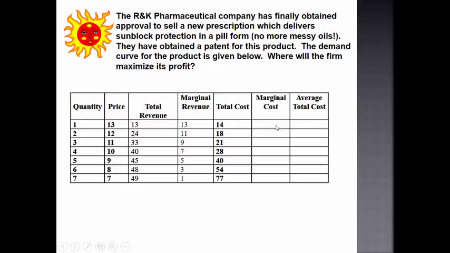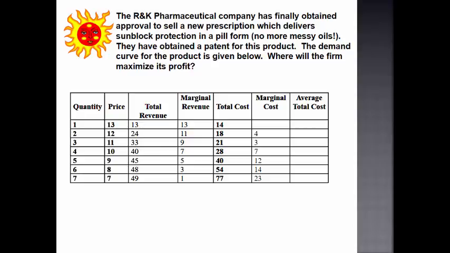Just like with perfect competition, we also have to calculate marginal cost. So that's the difference in the cost as we go from one unit to the next. So when they sell one unit, it costs $14, and 2 units, it costs them $18. The second unit added $4 in cost. The third unit only added $3 in cost, and the fourth unit added an additional $7.